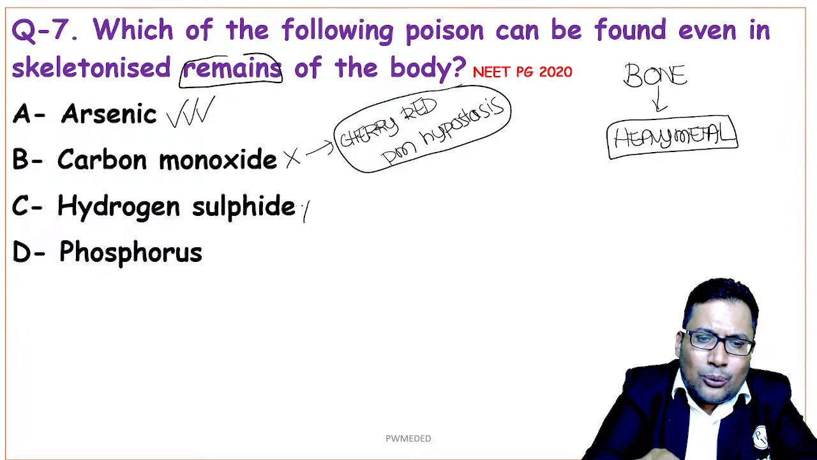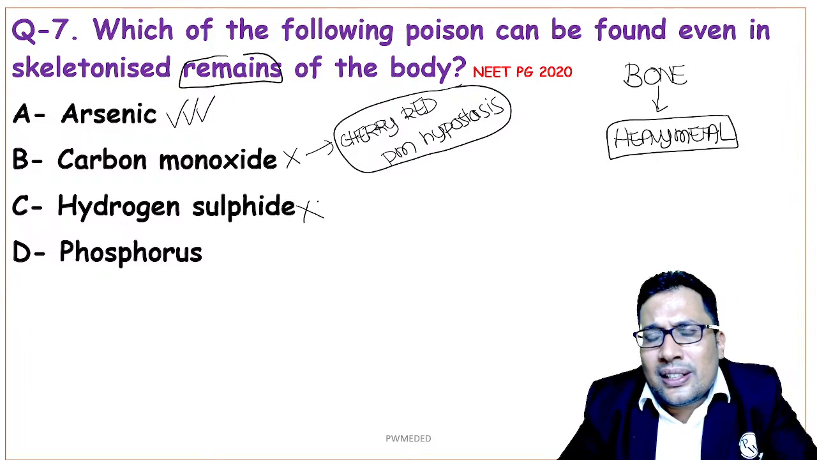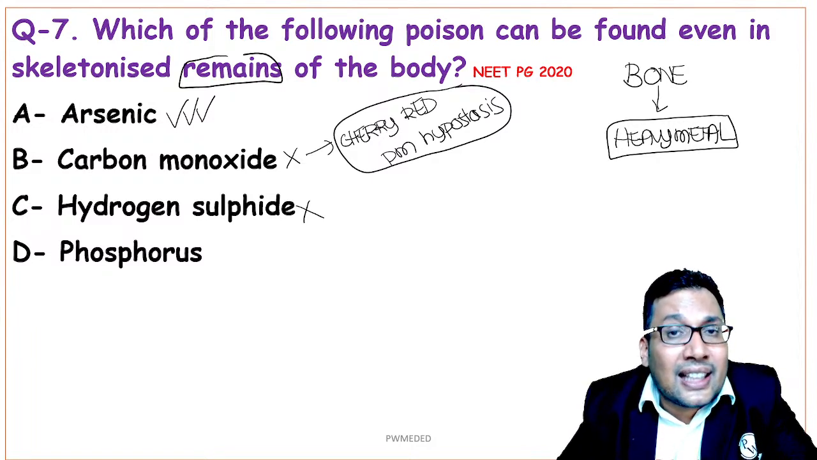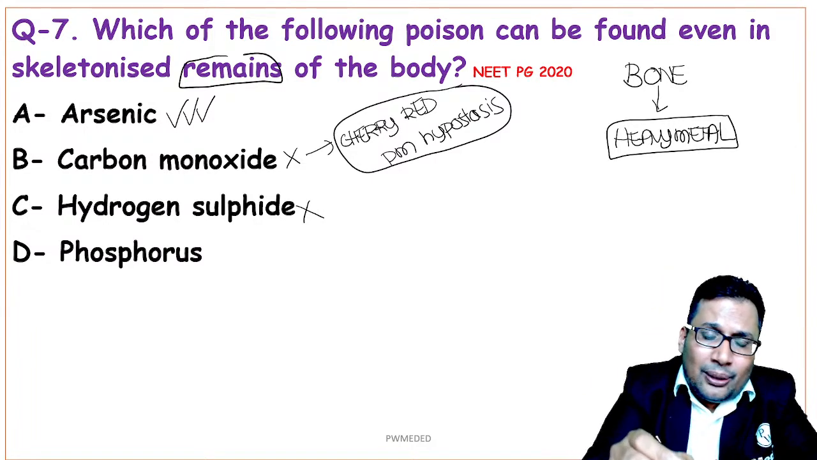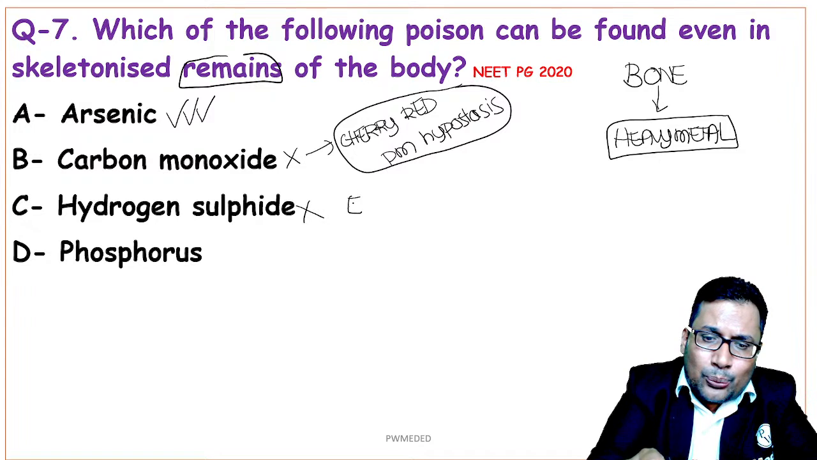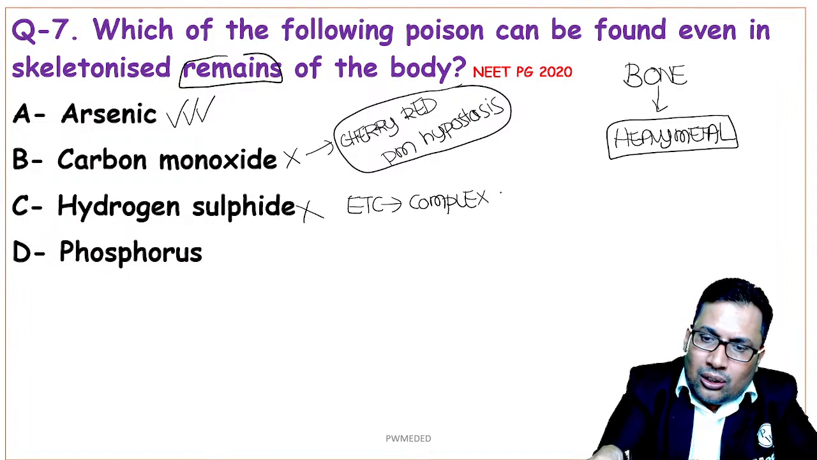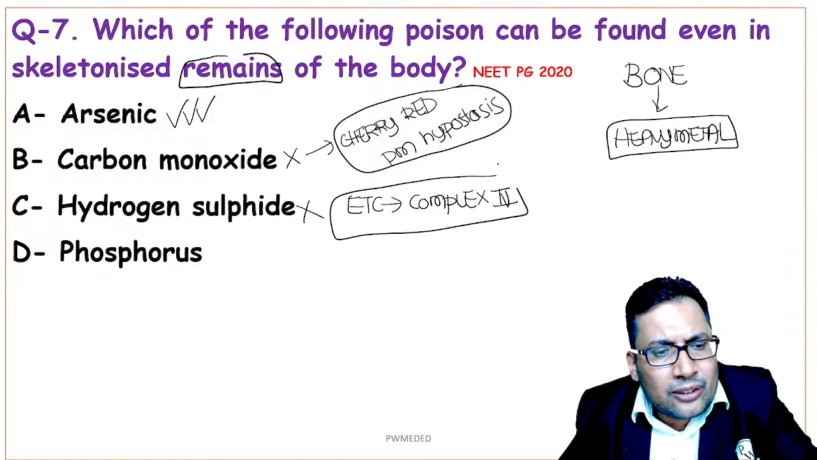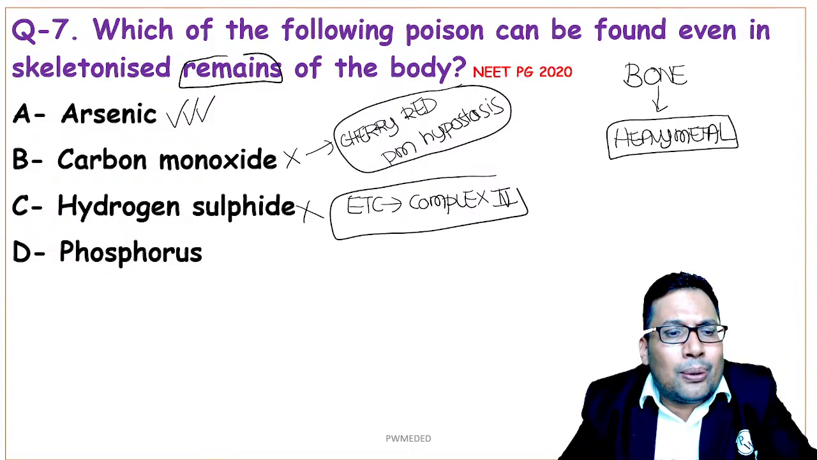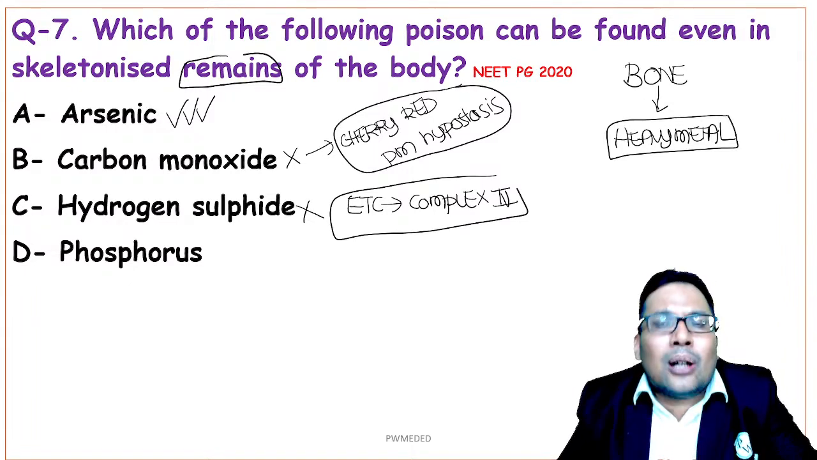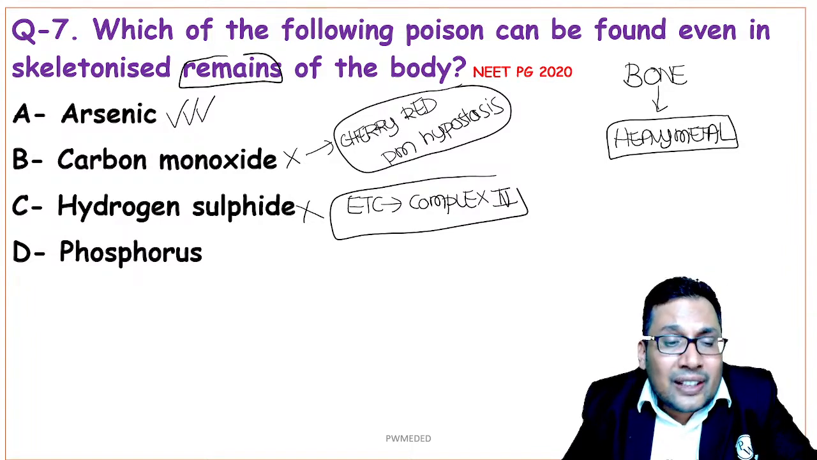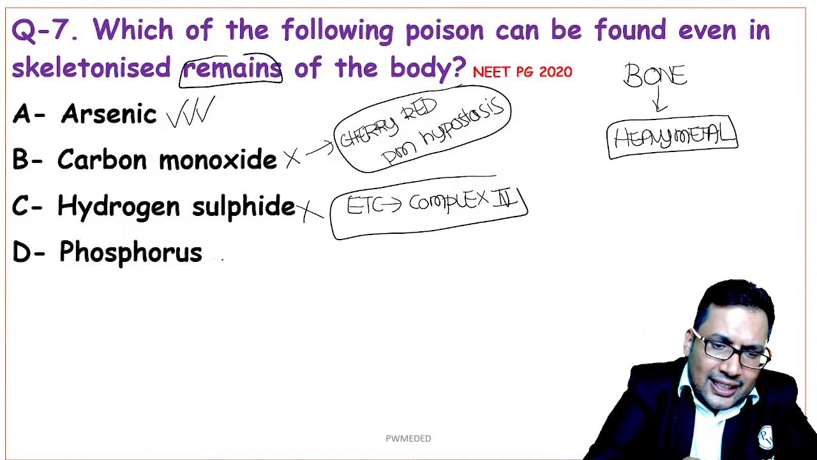So let me discuss hydrogen sulfide. Hydrogen sulfide is also known as a drainage gas. It inhibits the electron transport chain, complex number 4. Carbon monoxide also inhibits complex 4. Cyanide also inhibits complex 4. Hydrogen sulfide also inhibits complex 4. They are all asphyxiants.